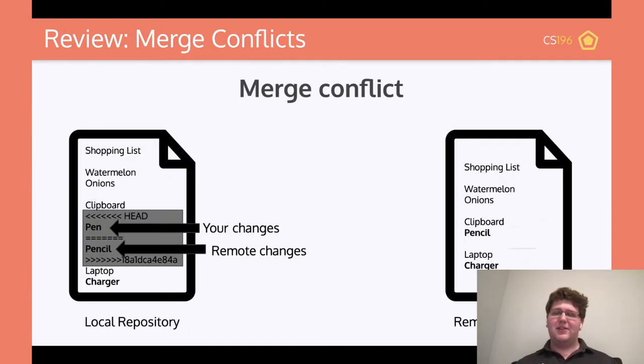All right, merge conflicts. This was something from last lecture. I just wanted to review it, make sure that everyone's on the same page. A merge conflict is basically when there are two conflicting changes in the same area of a file, and those changes are from different commits. And what happens is you will need to sort that out yourself.